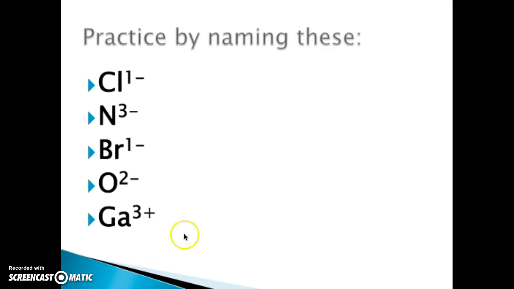I almost tricked you down here. I would think this would be galide, but no. It has a +3. So this is just gallium. Just trying to see if we could throw you off.